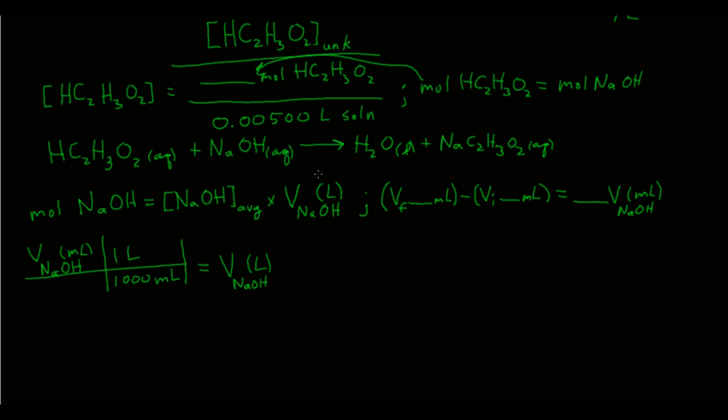Same procedure for flask 2 and for flask 3. And then once you get the concentration of acetic acid in flasks 1, 2, and 3, add them up and divide by 3 to get the average concentration of acetic acid, which is what you'll report.